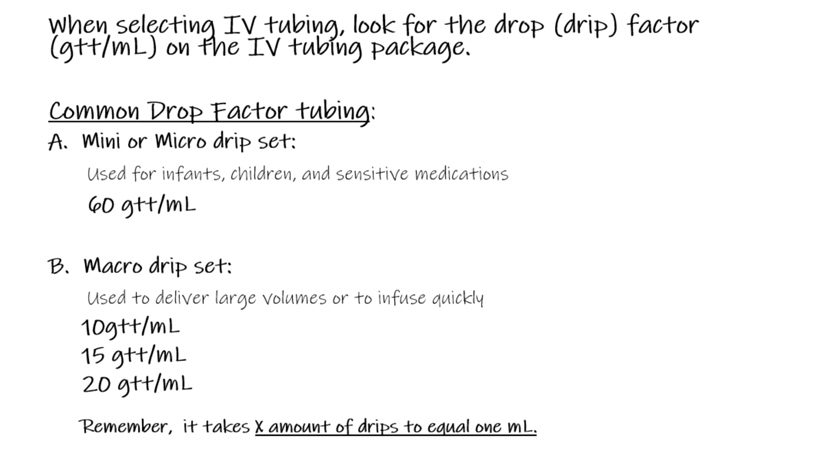And remember, it takes X amount of drips to equal 1 milliliter. So for example, if you have a 1 milliliter cup and you're using a 60 drops per milliliter tubing, it's going to take 60 drops to fill that 1 milliliter cup.